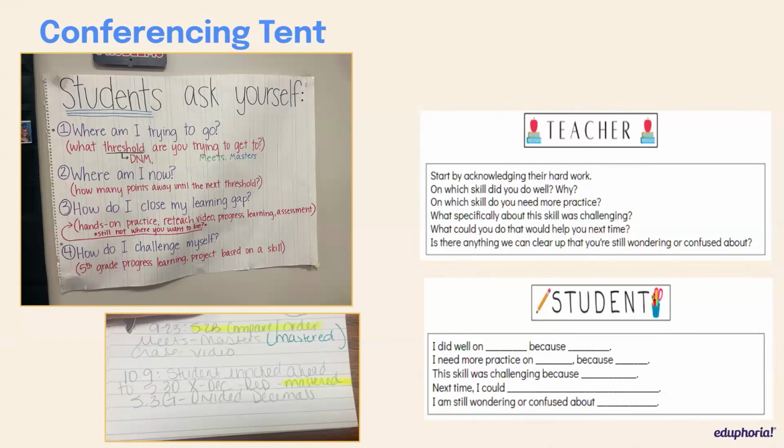Okay, and then on the right side, this is actually a table tent. This is for teachers that are not quite comfortable, maybe a new teacher that doesn't really know what to ask students. One side is facing the teacher, and it is giving sentence stems for the student to answer questions. For example, it tells the teacher to acknowledge their hard work. The first question would be, on which skill did you do well? And then the student would say, I did well on 5.3b because I did all my homework.